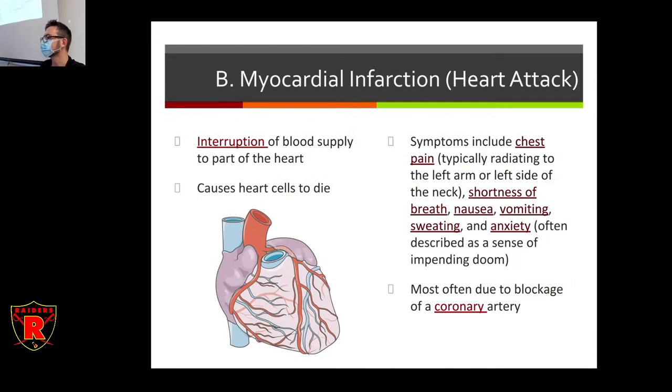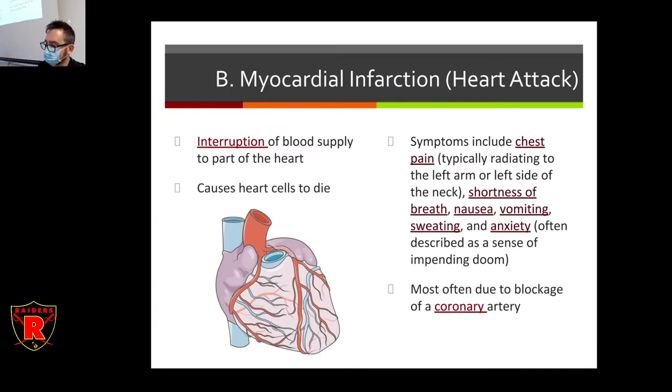MI, this is what's known as a heart attack. An MI is when you obstruct blood flow, not through the heart. It has nothing to do with the blood that's flowing through the atriums and the ventricles. It's when you obstruct the blood flow going to the heart, that is, the blood that is feeding the heart muscle tissue.